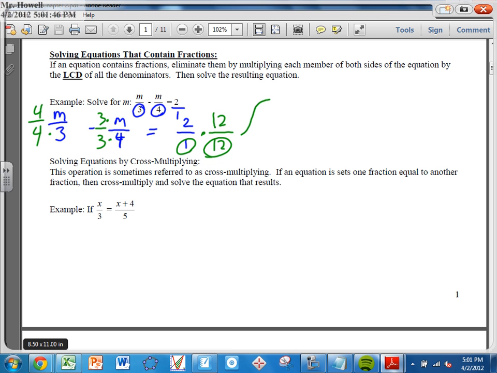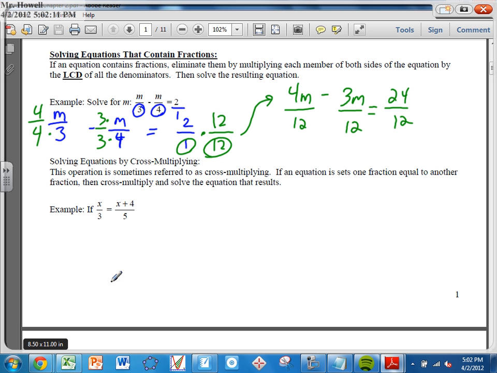Now what's going to result from this is the following. 4m over 12 minus 3m over 12 equals 24 over 12. This is very interesting to look at because what you notice is everything is being divided by 12. So I could simply just cross them out. Again, none of the 12s have any effect on the problem anymore because everything is being divided by it.